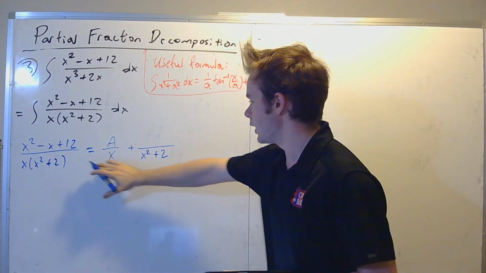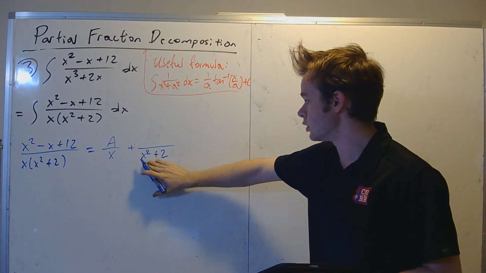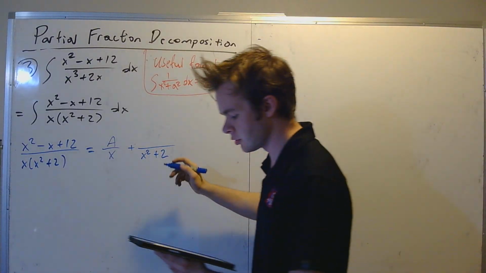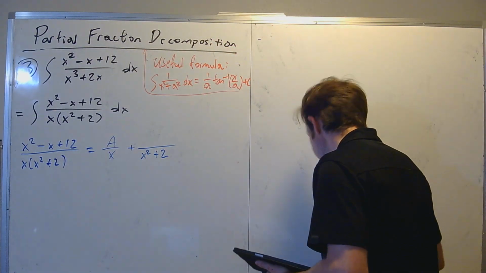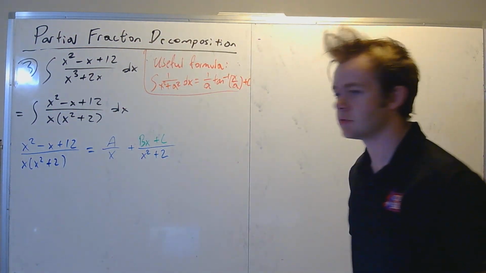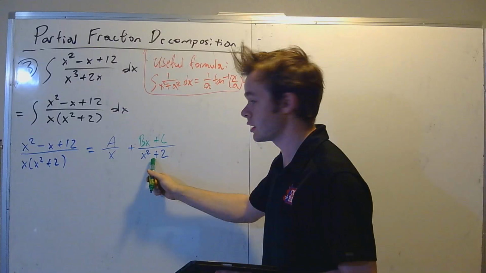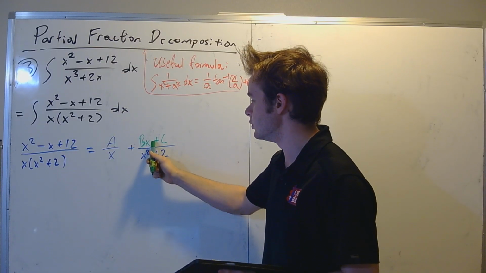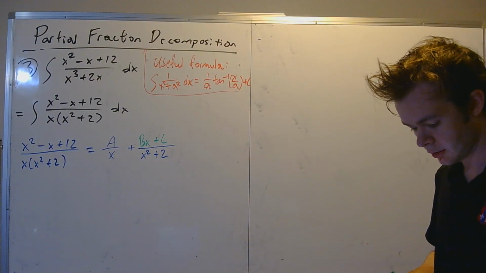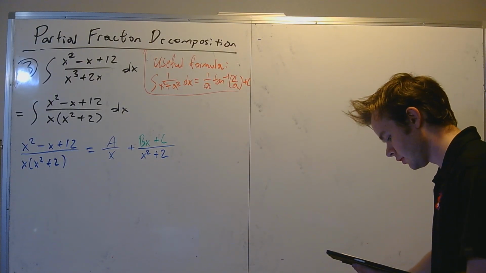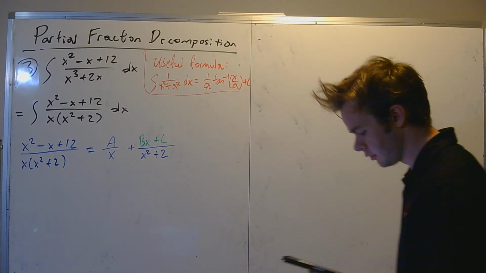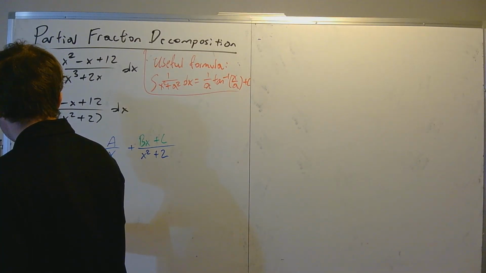But whenever you add this fraction with this irreducible quadratic polynomial in the denominator, you're going to have to make the numerator something slightly different. So you have to make it bx plus c. Once again, whenever you have a quadratic you can't reduce, that's when you have to make the numerator that different thing, and in this case it's bx plus c.